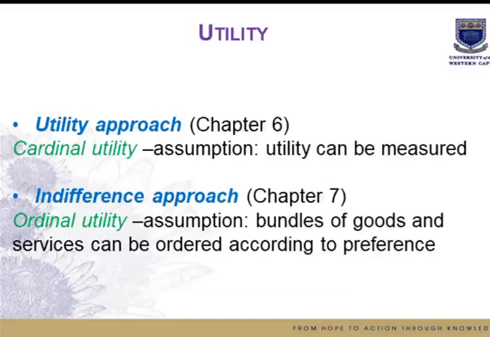In analyzing consumer behavior, we use two notions of utility, namely cardinal utility and ordinal utility. Cardinal utility is based on the idea that utility can be measured in some way, whereas ordinal utility is based on the idea that bundles of consumer goods and services can be arranged or ordered in order of preference. Thus, ordinal is derived from the word ordering.